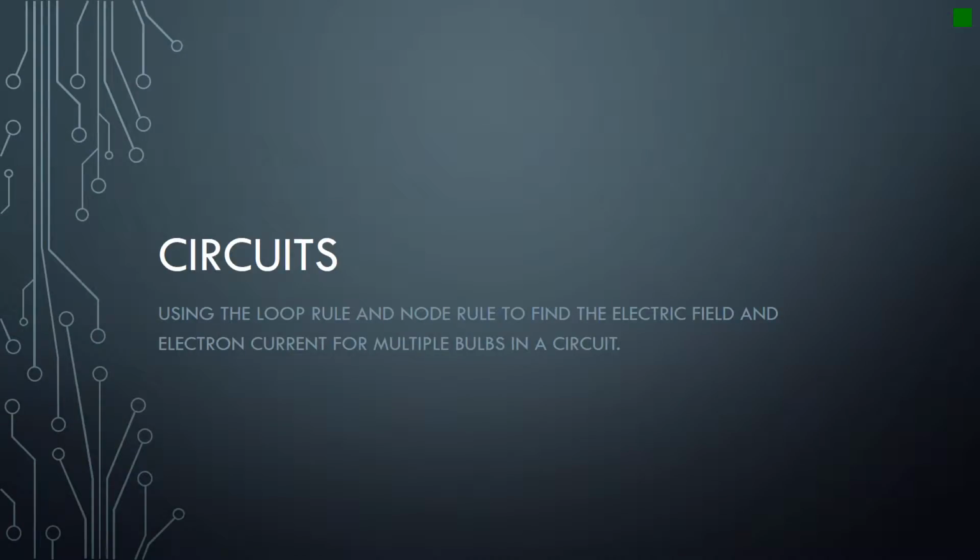This is my circuitry assessment. It's going to focus on using the loop rule and node rule to find the electric field and electron currents for multiple bulbs in a circuit.